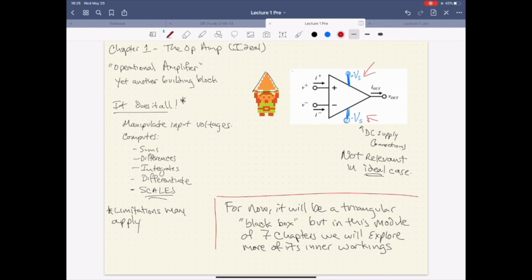What does it do? It does it all. It slices, it dices. It computes sums, differences, integration, differentiation, and most importantly, it scales, okay? That's why we call it an amplifier. So we're looking at how much gain we get out of this thing and what kind of operation it applies. Now, some limitations are going to apply, obviously, because components can't do all of this stuff without any kind of restrictions. So we'll explore those later on as we learn what the MOSFETs are doing inside here.